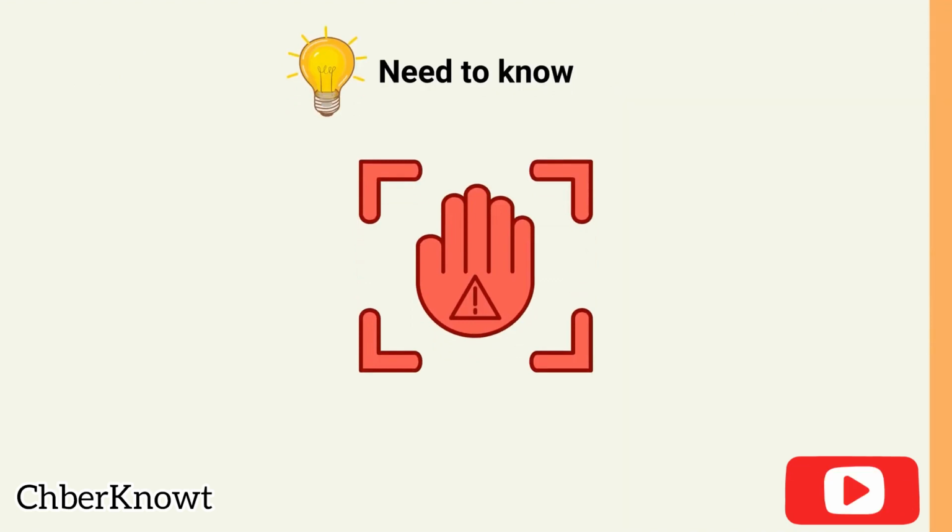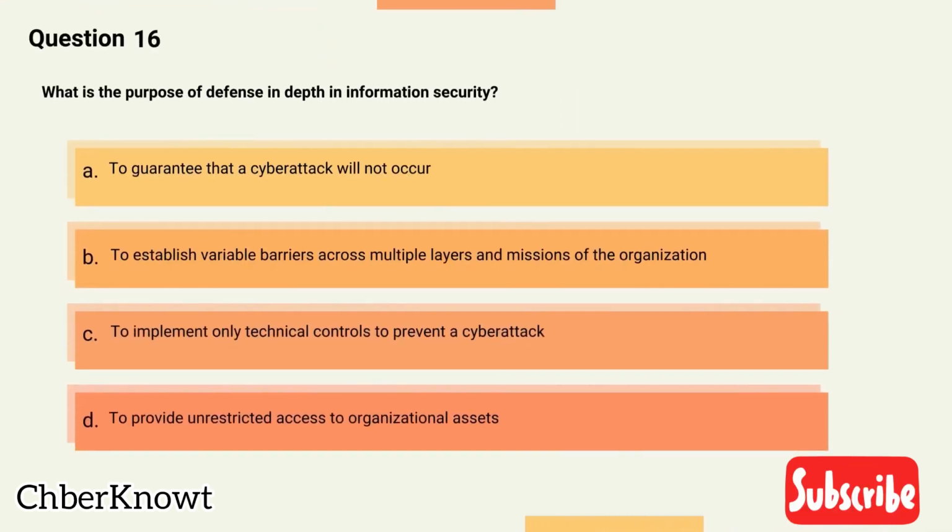Explanation. Access control is the process of granting or denying access to resources based on an entity's identity, role, or other attributes. By denying access to unauthorized functions or individuals, organizations can prevent unauthorized access or misuse of sensitive or confidential information and protect their assets from potential security breaches. Question 16. What is the purpose of defense in depth in information security?